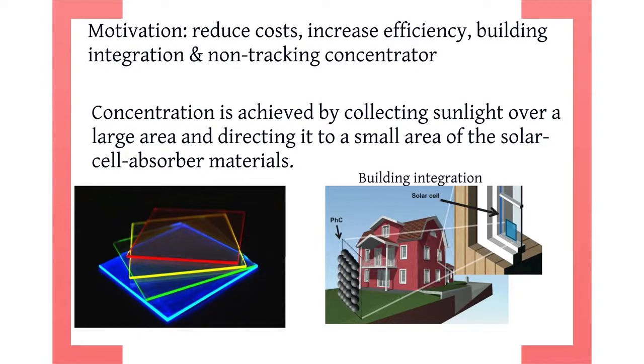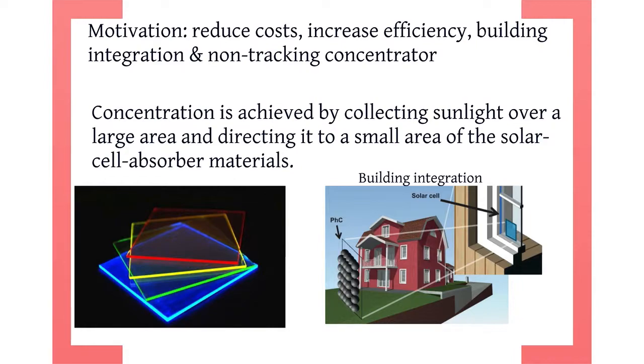But the reason this is interesting is because they can be quite cheap, okay, reduce costs. They can potentially increase efficiency because you can combine different colors to collect different parts of the solar spectrum, much like spectral splitting. Although that's a big challenge still. You can do building integration, so you can actually think about integrating it as part of the windows in a building and so on. And it's a non-tracking concentrator.